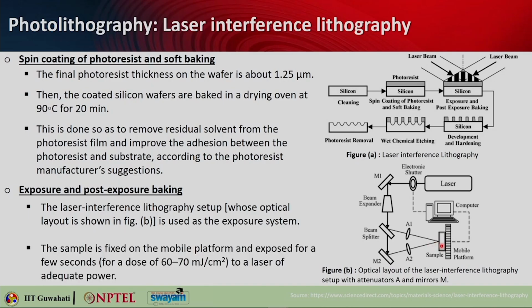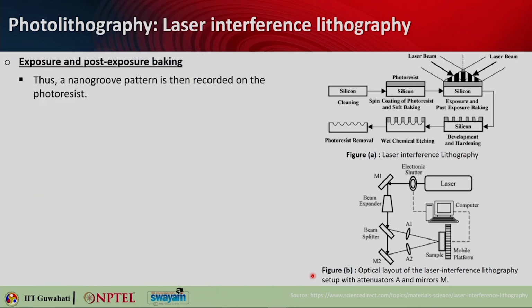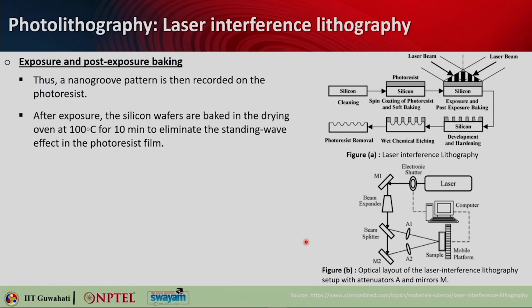The sample is fixed on a mobile platform and it is exposed for a few seconds. The typical dosage is 60 to 70 millijoule per centimeter square, with a laser of adequate power. In this case, a nano groove pattern can be recorded on the photoresist, and after the exposure is done, the silicon wafers are again baked in a drying oven at 100 degrees centigrade for 10 minutes, and that eliminates the standing wave effect in the photoresist film.